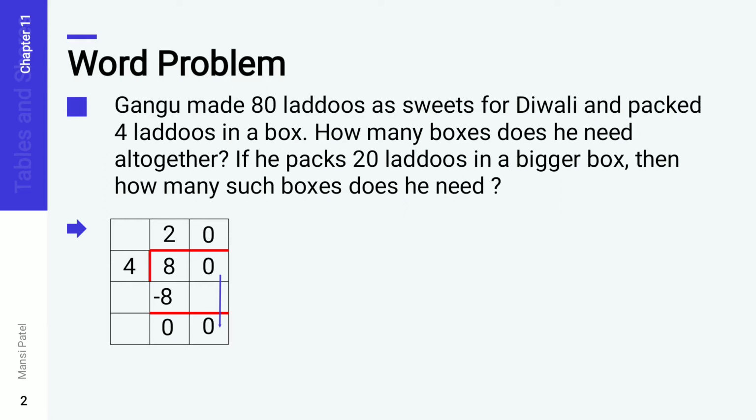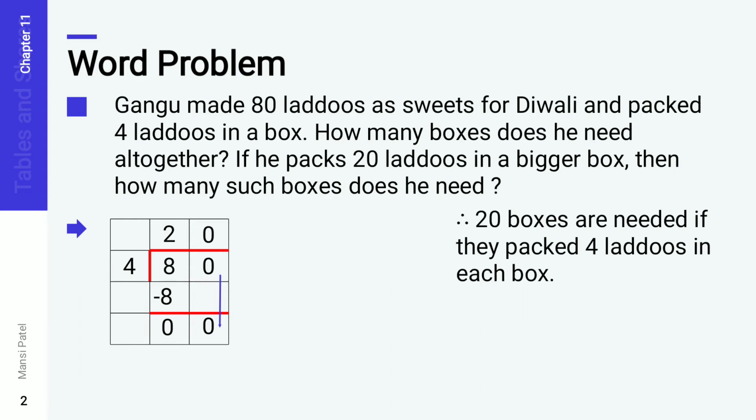So how many boxes does he need altogether? Therefore we can say that 20 boxes are needed. How many boxes are needed? 20 boxes are needed. When are 20 boxes needed? If they packed 4 laddus in each box. If Gangu packed 4 laddus in one box, then he needs 20 boxes. This is the answer of your first question.